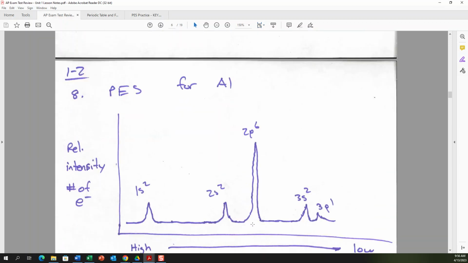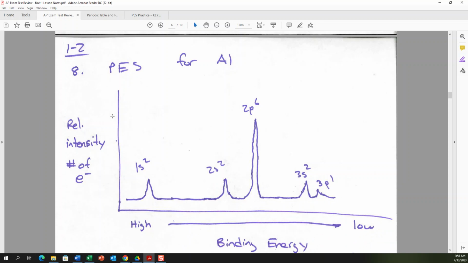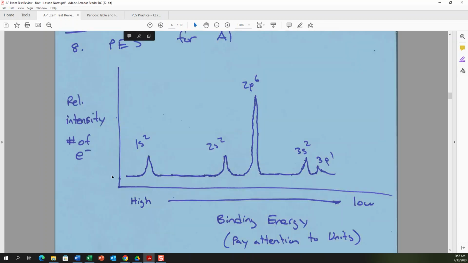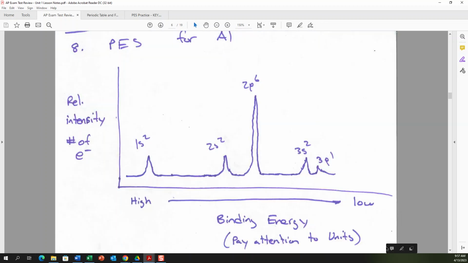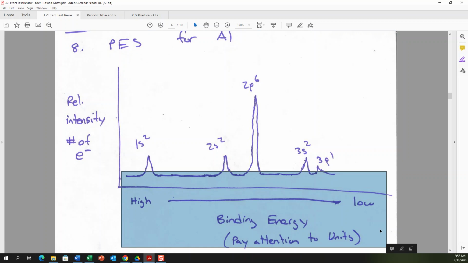So PES diagrams, remember, if you have a full PES diagram, what goes on the y-axis is the number of electrons. Okay, so relative intensity tells you the number of electrons that have that binding energy. You have binding energy, which is kind of similar to ionization energy. I've never seen it on the AP exam where it went low to high. It's always high to low.